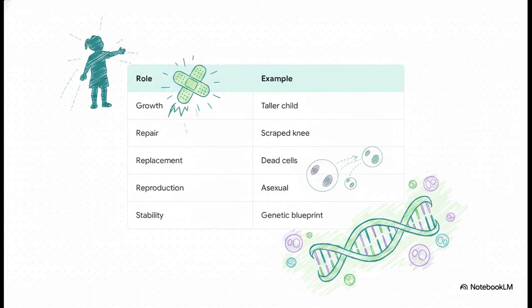Let's zoom back out for a second and look at the macro impact of all this. Every time a child grows taller or you heal from a scraped knee, that's mitosis at work. It repairs damaged tissues, replaces dead cells, enables asexual reproduction in some organisms, and most importantly, it maintains our genetic stability. This continuous microscopic replication is what keeps all eukaryotic organisms alive and perfectly balanced.